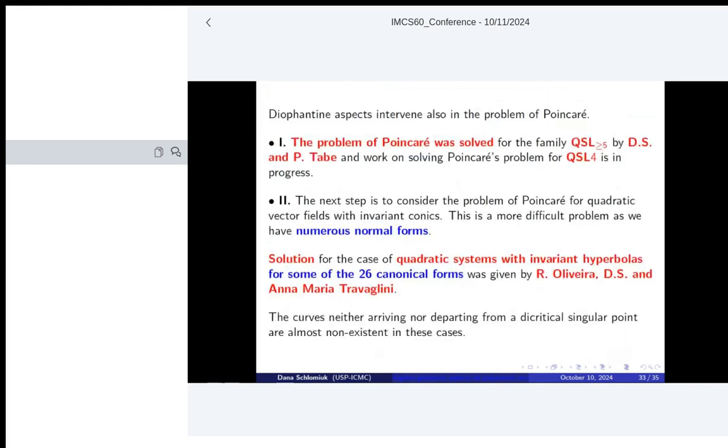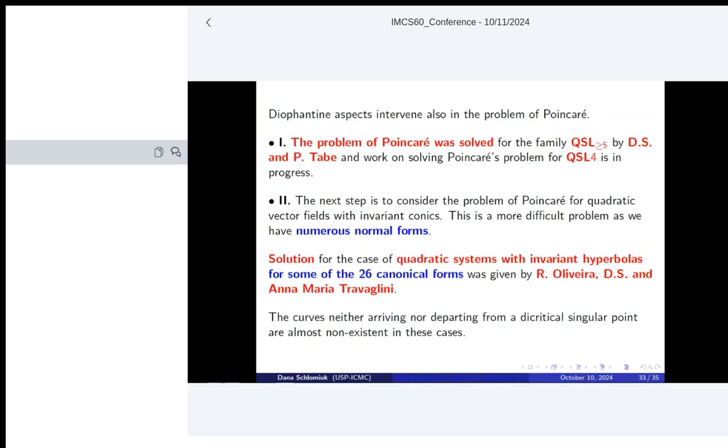Next page, please. Now, Diophantine aspects intervened also in the problem of Poincaré. This problem was solved for the family QSL 5, greater than or equal to 5, by my student Pacom, Tab, and myself. And Tab is a student which I co-direct together with Professor Vulpe. And work on solving Poincaré's problem for QSL 4 is in progress.